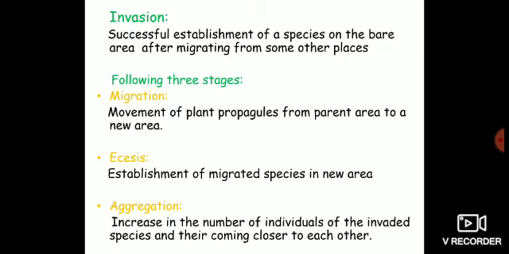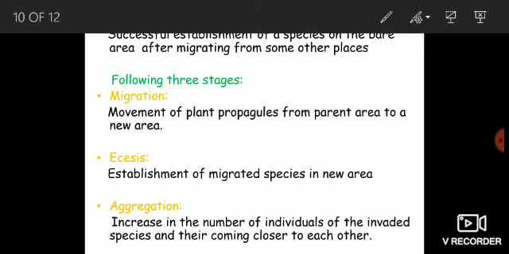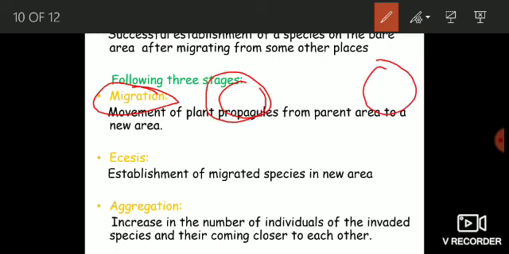This invasion is completed as a consequence of three steps. First of all, migration. Migration simply means movement of plant propagules from the parent area to a new area. You have this nuded area and this parent area, which has a lot of vegetation and a lot of organisms, and propagules are moving from this area to this naked area. This is known as migration.